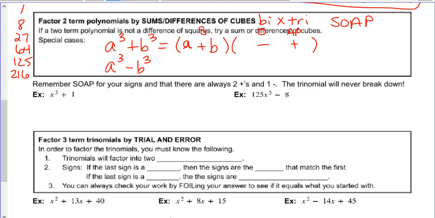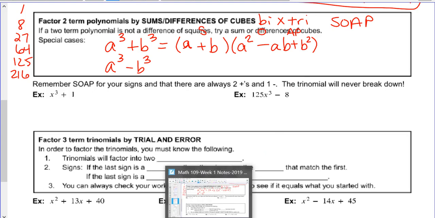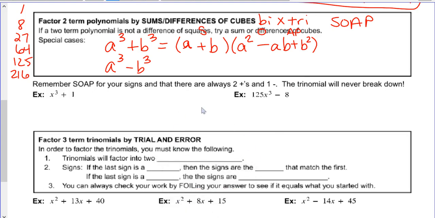Now, the pattern is this. I'm going to square the first, multiply the two terms together, ab, and square the last term. So when I say square the first, I'm going to square the first one, multiply these two together to get the second term, and square the last to get the last term. Okay? So you can write that under there if you want.